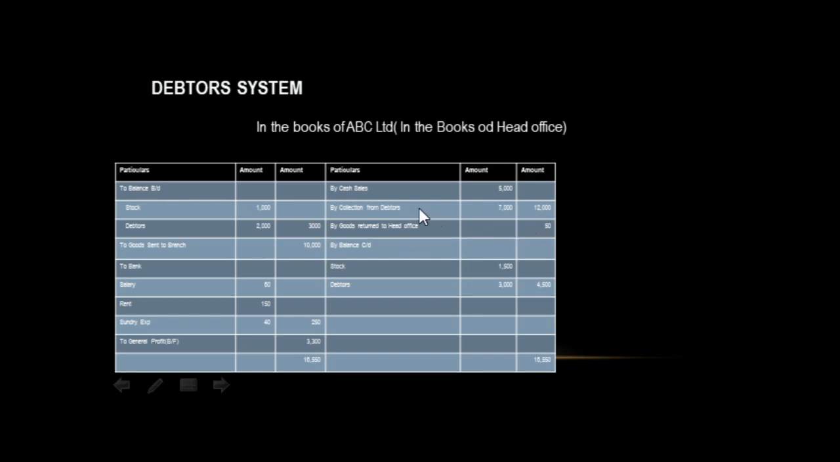Finally, the balancing figure of 3,300 is our profit, because the debit balance is 16,500. So if we deduct all the expenses, 3,300 is my general profit.